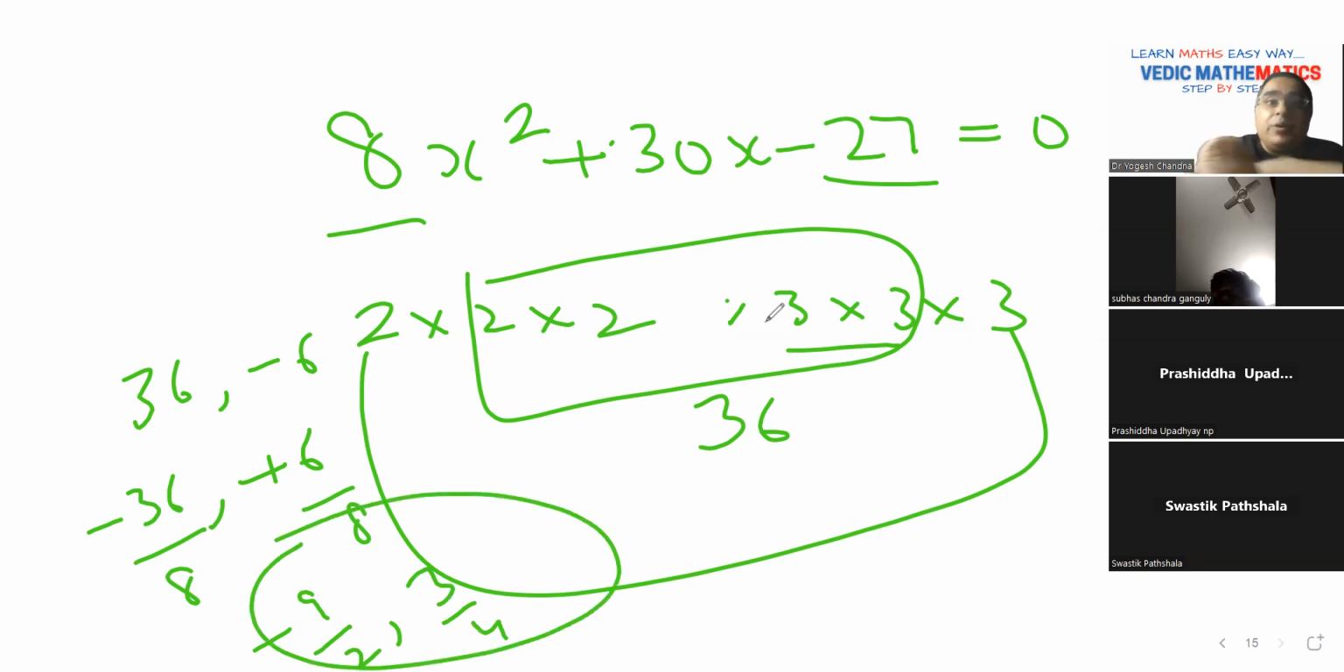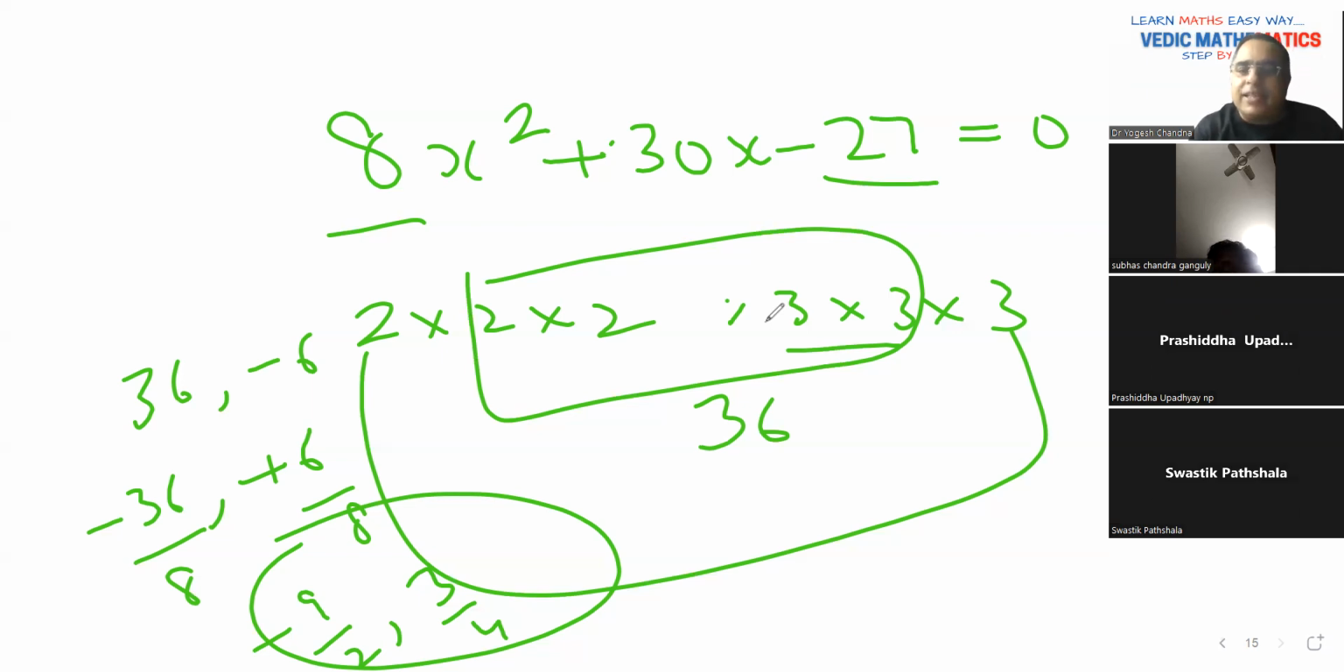See how easily you can find out the answers. Yes, correct. 2x plus 9 should be there. It cannot be 2x minus, because the answer is minus 9. See, please understand this. x is equal to minus 9 by 2. So what does that mean? That means 2x plus 9. Correct. You have to just understand this point.